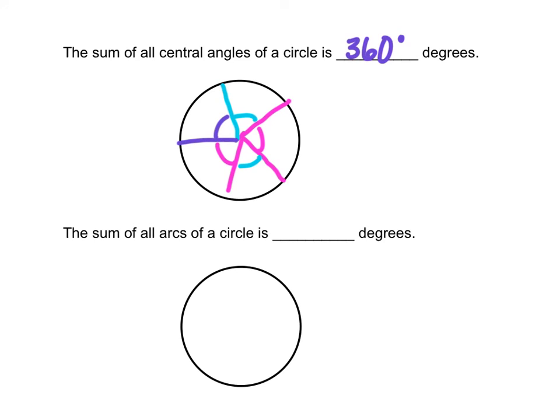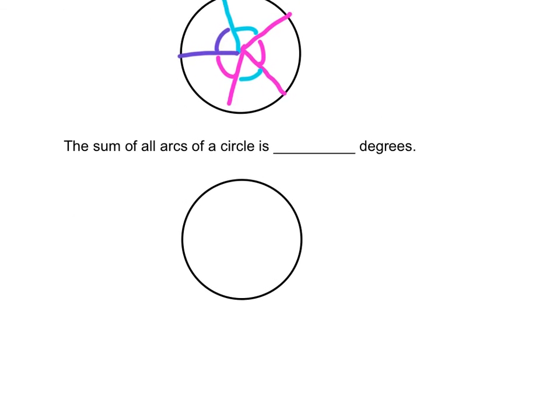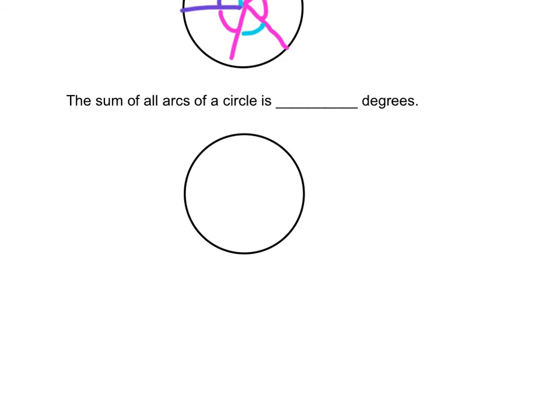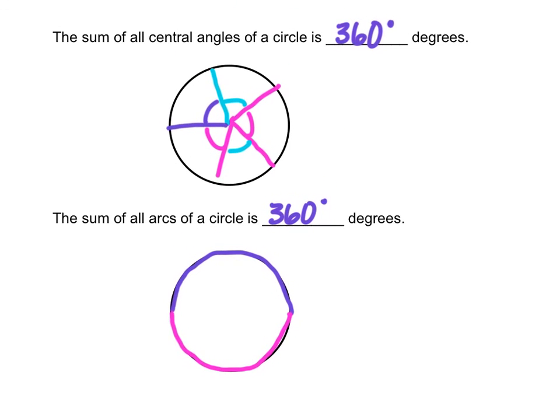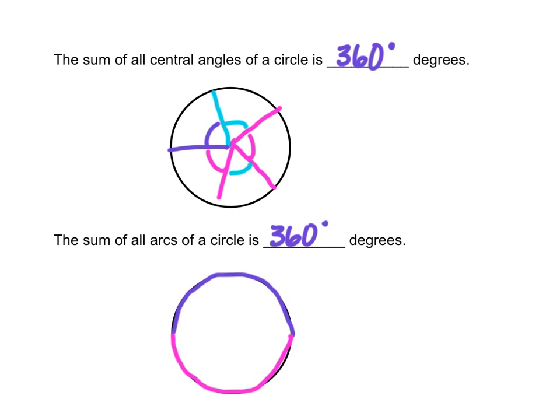Alright, the sum of all arcs in a circle. Let me just draw two. Let's say I draw this one. We know that that's 180 degrees. And if I draw another one, that's 180 degrees. And if you add those up, you do get 360 degrees for the sum of all the arcs of the circle. So central angles and arcs will add up to 360 degrees around the entire circle.